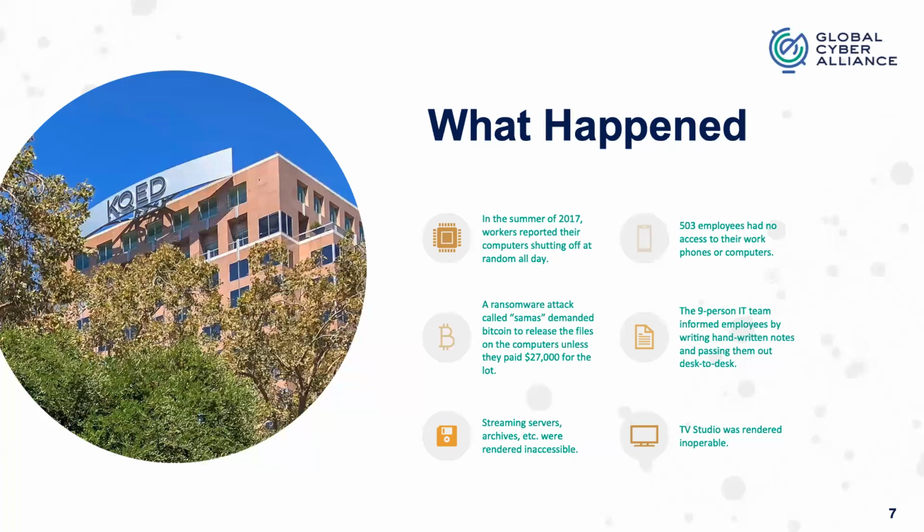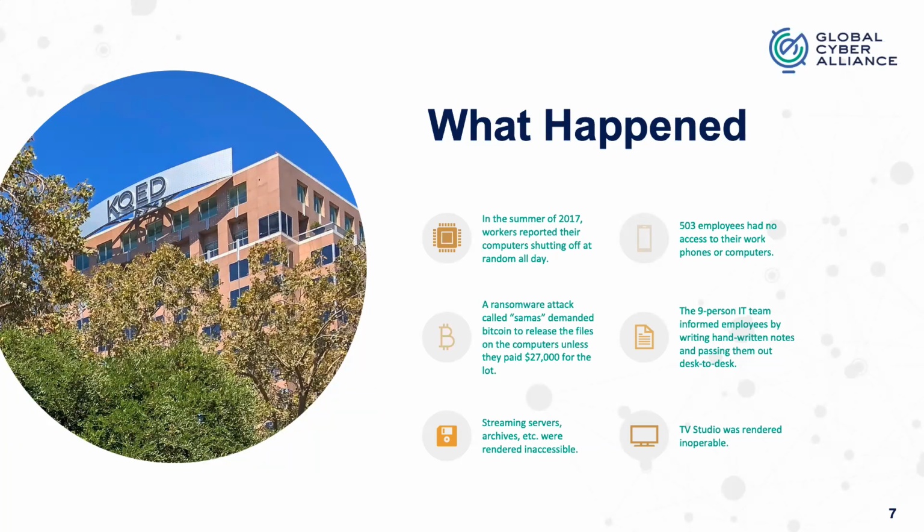So in 2017, reporters reported that their computers were shutting off at random all day. Something was on their systems that was causing those systems to continuously shut down. Even though they turned them back on, they would keep shutting down. What ended up happening is that it was a ransomware attack that impacted them. The ransomware attack was called Samaz. It demanded Bitcoin to release the files on computers unless they paid $27,000 for the lot, for all the machines.